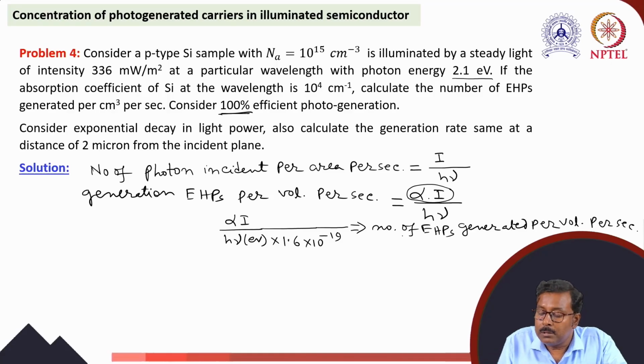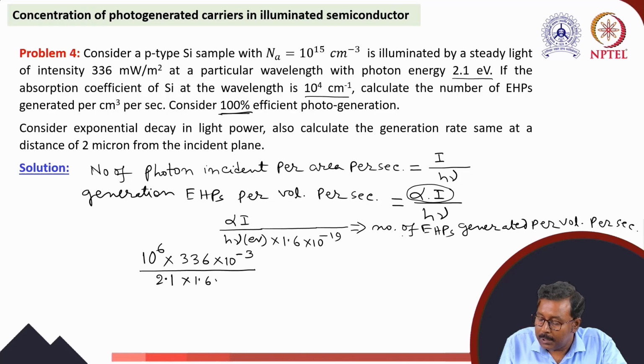So by putting the values, you get alpha 10 to the power 4 centimeter inverse. You have to convert it to meter inverse, so 10 to the power 6 meter inverse. Intensity is milliwatt per meter square, so 336 into 10 to the power minus 3, divided by h nu, electron volt, which is 2.1 into 1.6 into 10 to the power minus 19.